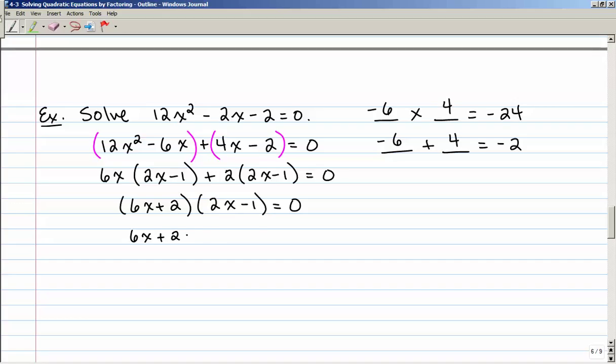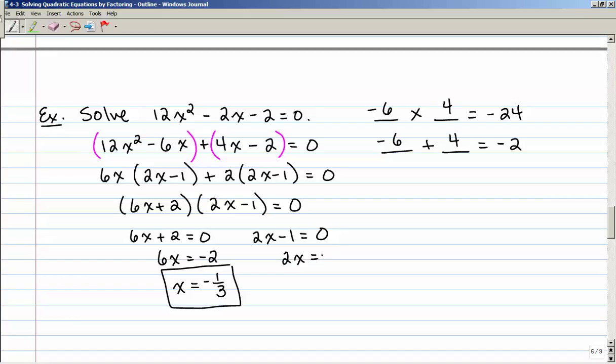So take each of those and set them equal to 0 and solve for x. So 6x equals negative 2. And dividing both sides by 6, I get negative 2 over 6, which is the same as negative 1/3. That's where that dividing out would have simplified that a little bit, but it's not too bad. Add 1 to both sides, and divide by 2. So x is equal to negative 1/3, and x is equal to 1/2.